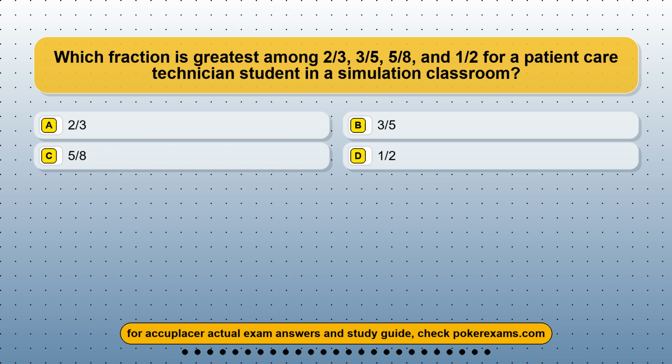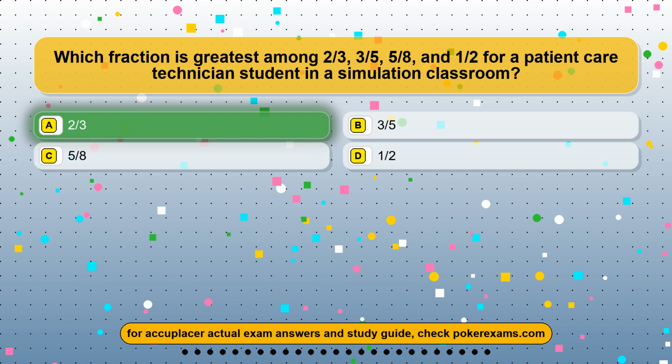Question 13. Which fraction is greatest among 2/3, 3/5, 5/8, and 1/2 for a patient care technician student in a simulation classroom? Option A. 2/3. Option B. 3/5. Option C. 5/8. Option D. 1/2.